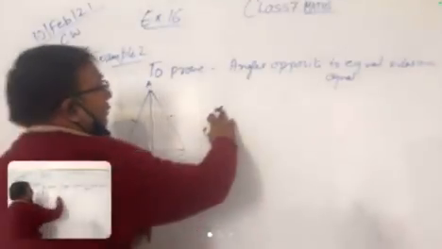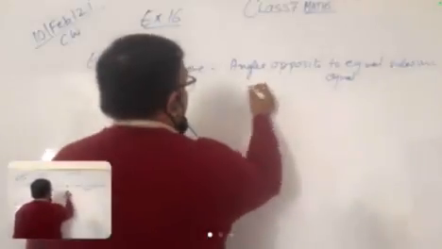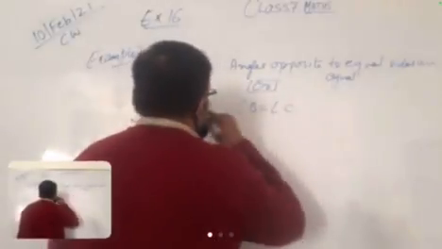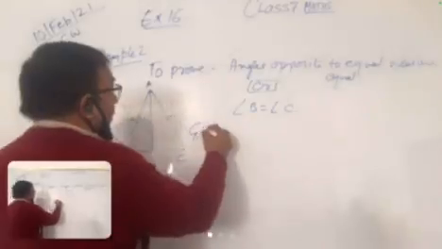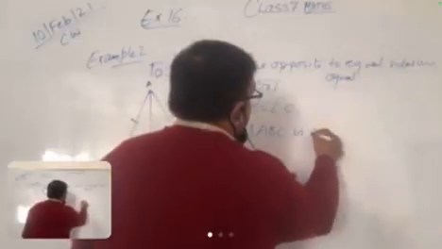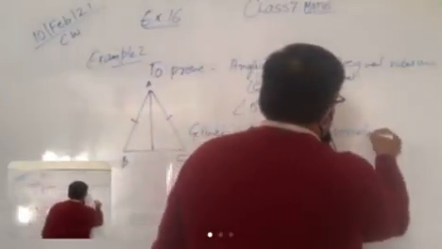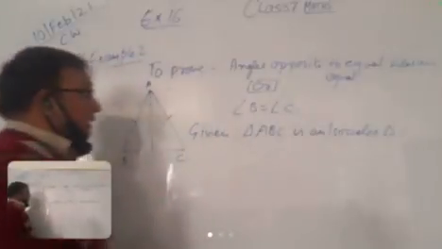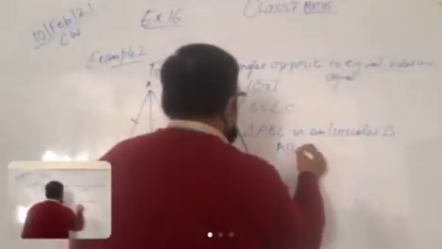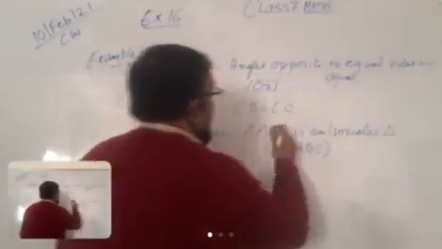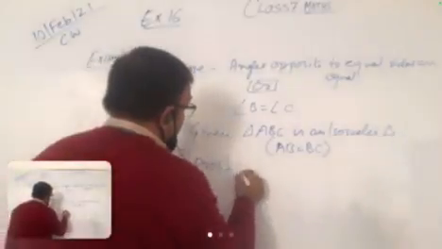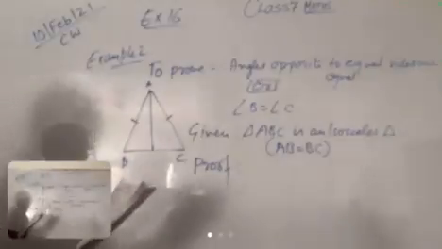So we have to prove that angles opposite to equal sides are equal, और या फिर हम लिख सकते हैं angle B is equal to angle C. और गिवन क्या है हमारे पास? Triangle ABC is an isosceles triangle. This is the given here, that by the isosceles triangle, AB is equal to AC. Now, how do we prove this? So proof. Now the proof starts.